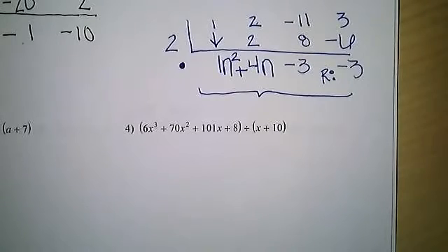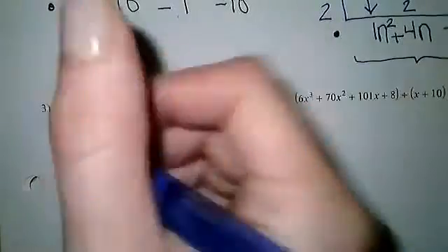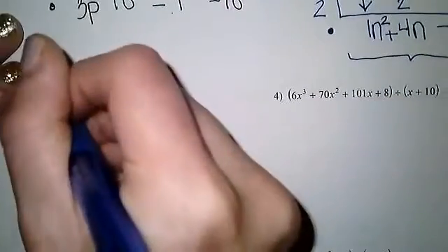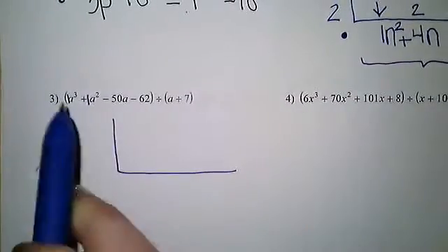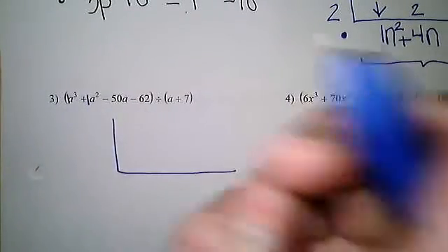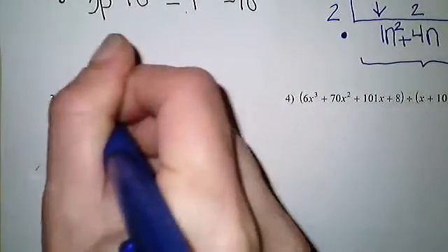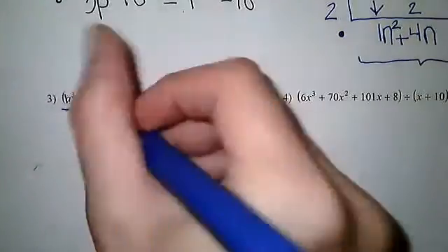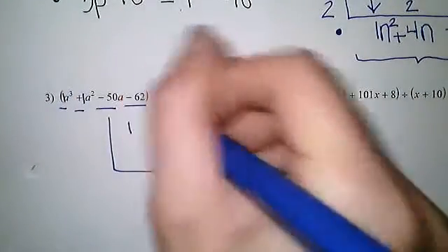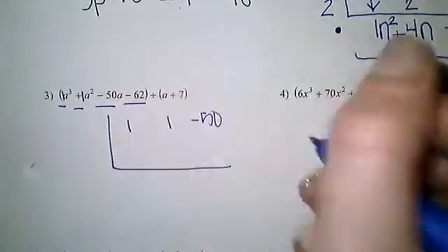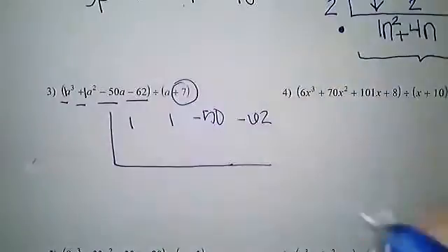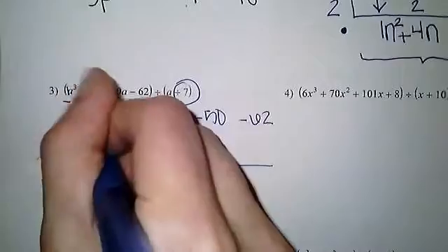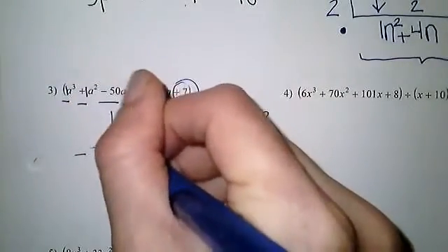And just a reminder to draw in those invisible ones. So if we're looking at number 3, we have 2 invisible ones. We can go right to our division bracket as long as we recognize that we're only focusing on the coefficients. So those are the numbers that are in front of the variables. So we have 1, 1, -50, and -62. We take the opposite of our 7 and we put it right here. Then we start with our drag and drop.